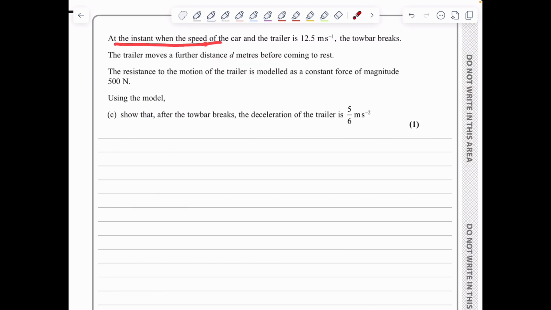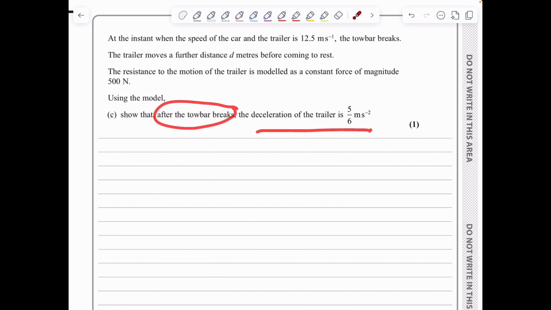Now at the instant when the speed of the car and the trailer is 12.5 meters per second, the tow bar brakes. The trailer moves a further distance d meters before coming to rest. The resistance to motion of the trailer is still modeled as a constant force of magnitude 500 newtons, and using the model we need to show that after the tow bar brakes, the deceleration of the trailer is 5/6 meters per square second.